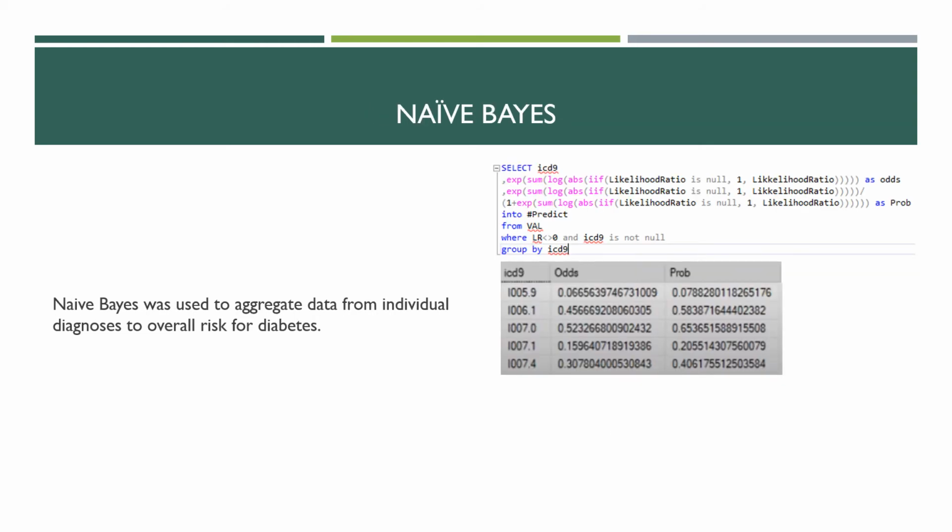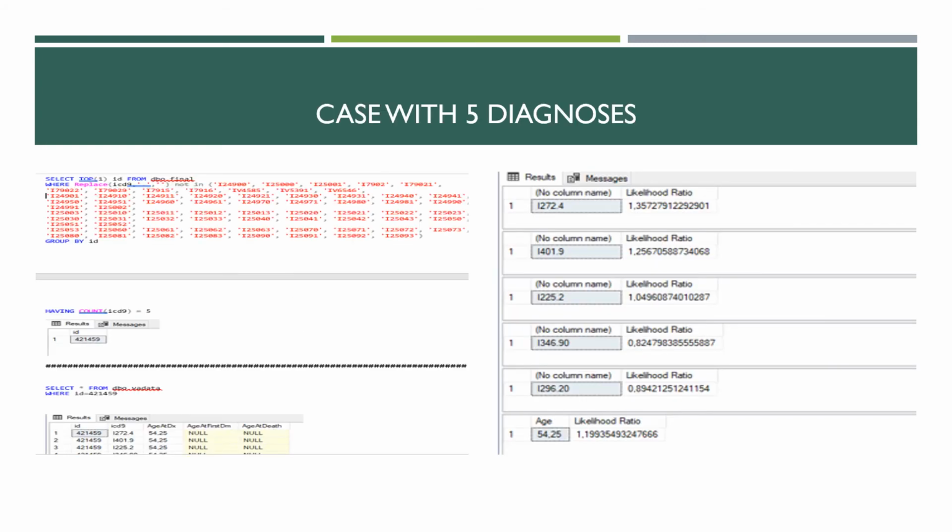The Bayes model was used to aggregate data from individual diagnoses to overall risk for diabetes. This slide is an example of a case with 5 diagnoses, corresponding likelihood ratio, and calculated odds of diabetes.